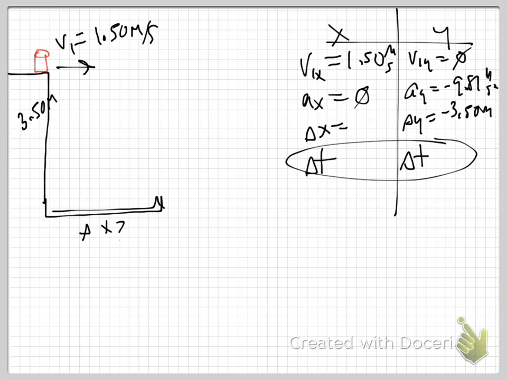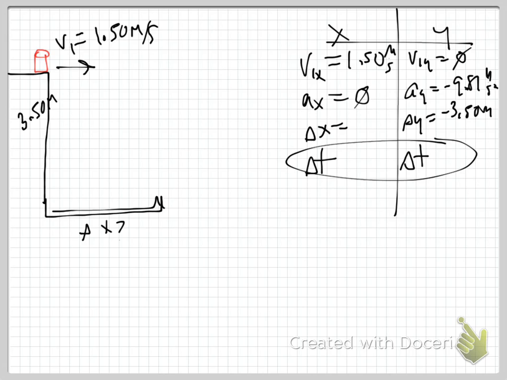Because we're going to end up with 3 or 4 different things that are only appropriate under certain conditions. This is appropriate if delta y is 0. This is appropriate if v_iy is 0. This is appropriate if v_ix is 0. So you have to know where those come from.